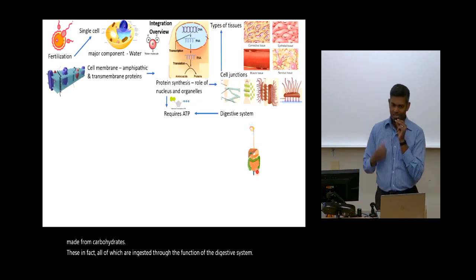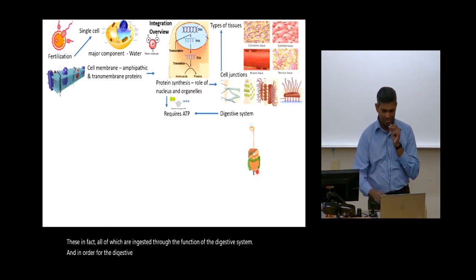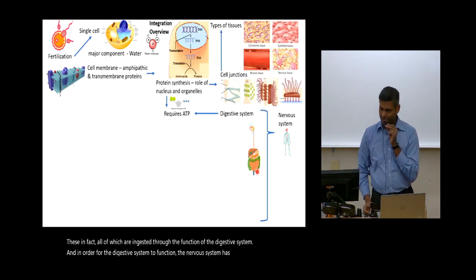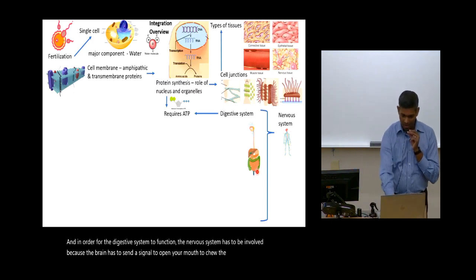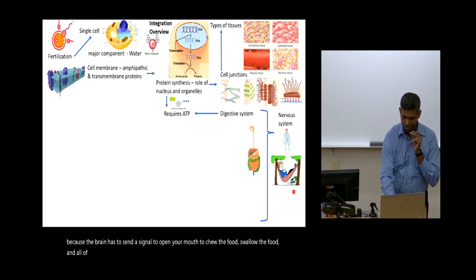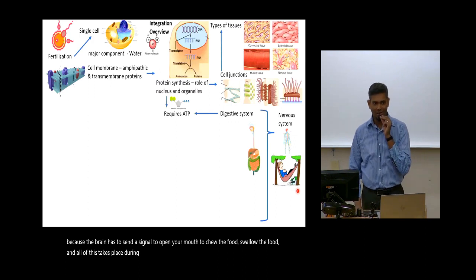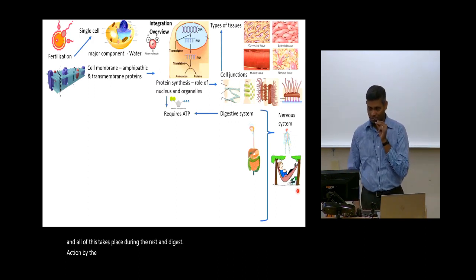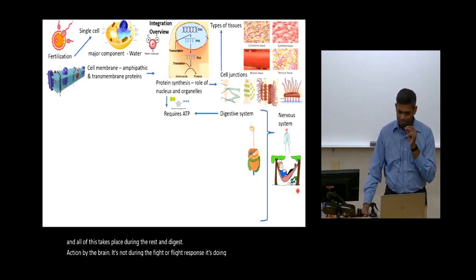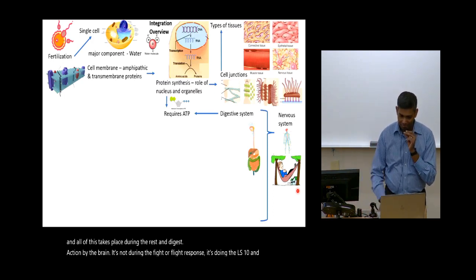And in order for the digestive system to function, the nervous system has to be involved, because the brain has to send a signal to open your mouth, to chew the food, to swallow the food. And all of this takes place during the rest and digest action by the brain, right? It's not during the fight or flight response, it's during the rest and digest activity.